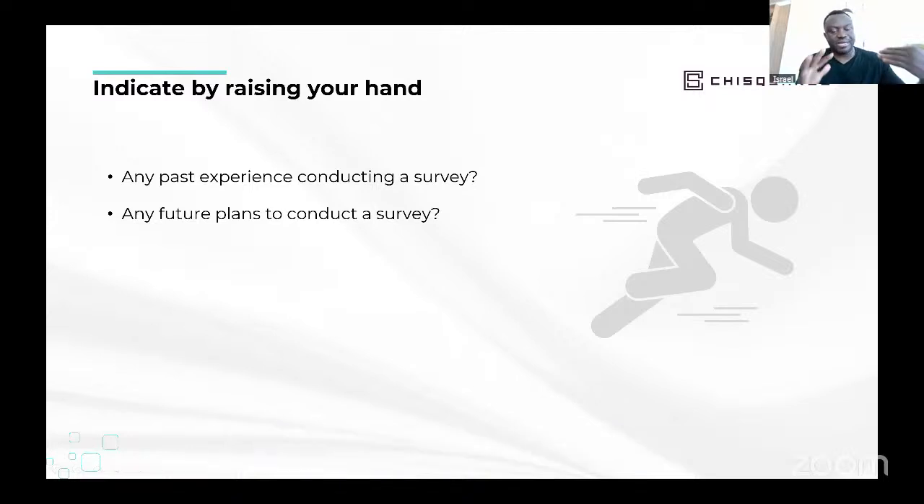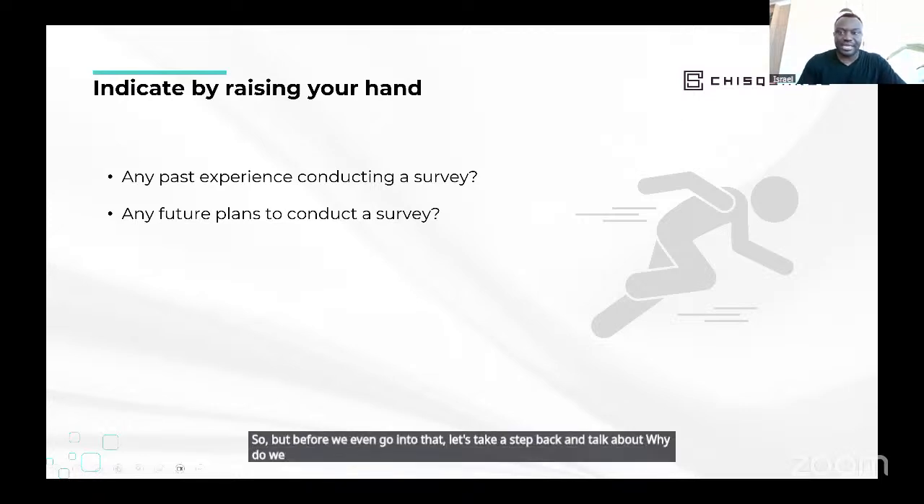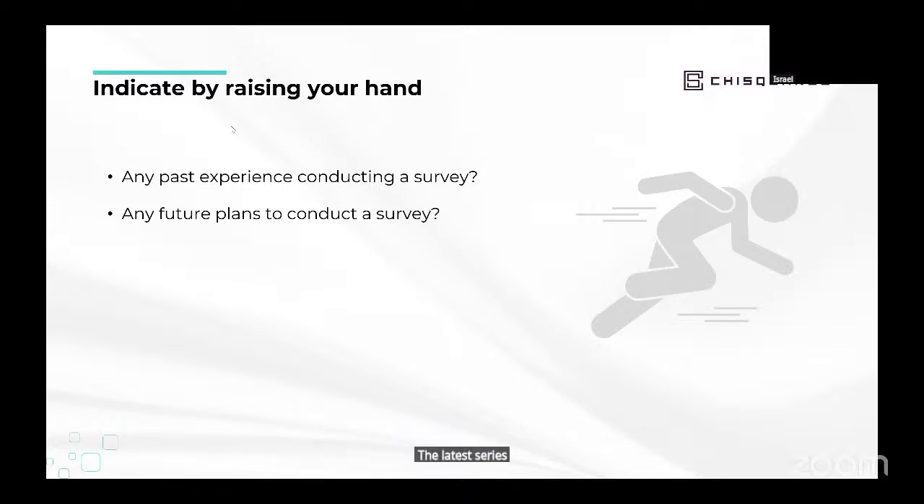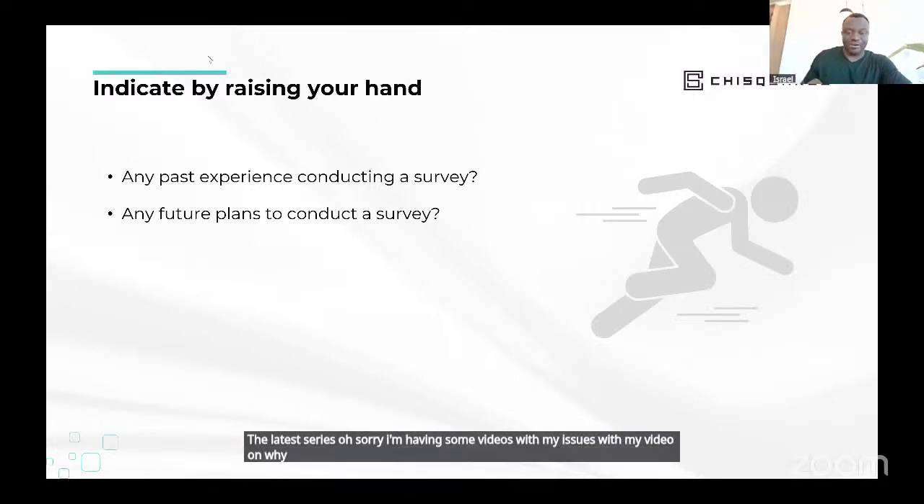But before we go into that, let's take a step back and talk about why we need to gain expertise in survey design. That is something important that we need to cover upfront, to get some motivation for why we need to focus on this. There are many reasons why we might want to pay attention to a course on surveys.